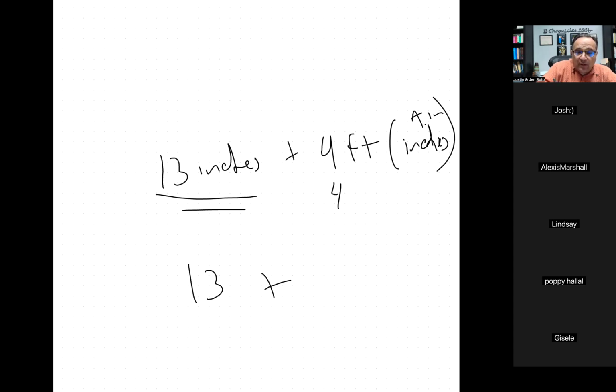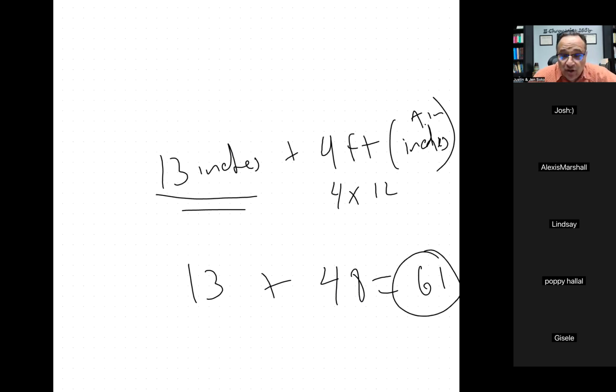times 12, just like we did in 1, 2, 3, and 4. We're going from feet to inches. A larger to a smaller is multiplying. 4 times 12 is going to be 48, I believe. And 13 plus 48, if my math is correct, is 61. Should be 61 inches. They've asked you to do it in inches. Okay. All right, let's do this.